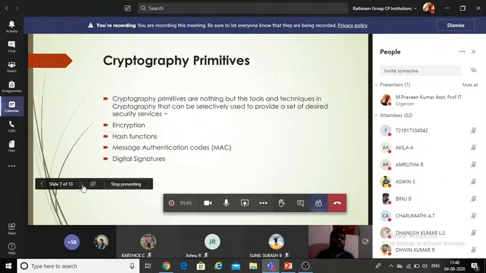Clear? And we have seen cryptographic primitives. What are the tools which we use for protecting the data? Encryption is one of the tools, hash function is one of the tools, message authentication is one of the tools. The remaining ones, hash function, message authentication code, and digital signatures, will be discussed in our upcoming sessions, upcoming units. Okay. So these are all cryptographic primitives.